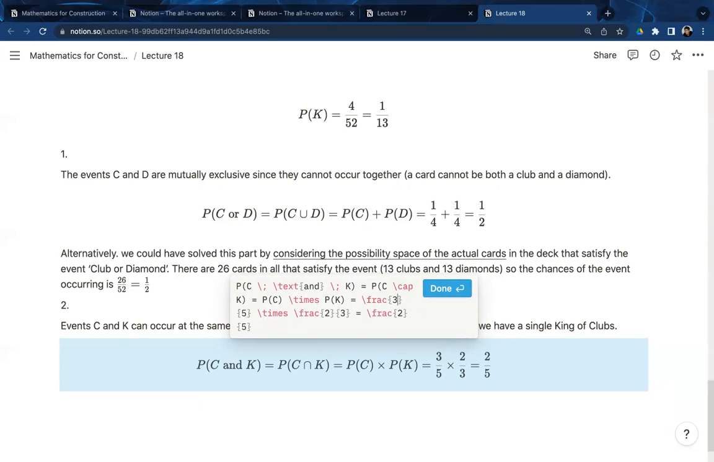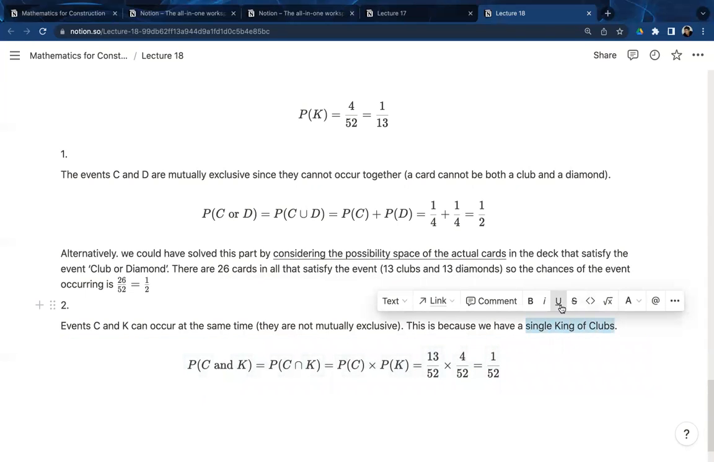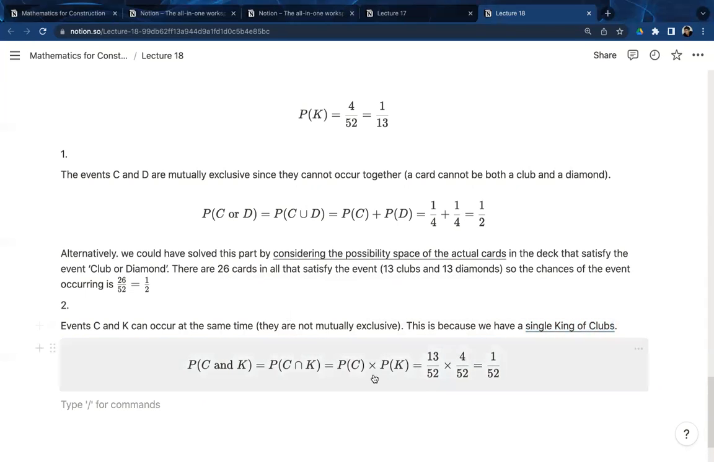Probability of a club is 13/52. And the probability of king, how many kings do you have in the deck? 4/52. When you multiply that out, you're going to get 1/52, because 13/52 is a quarter, and a quarter times 4 will cancel to give 1/52. This is if you didn't know that you have a single king of clubs. This is the proof here if you want king and club.